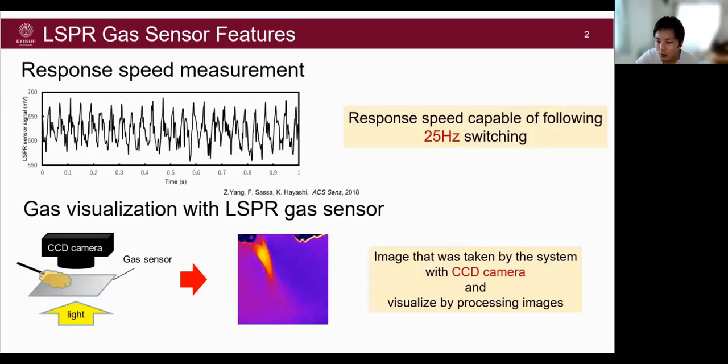Next, I will talk about the slide below. The sensor can also be made to a dimension so that changes in transmitted light can be captured by a camera to visualize the spatial distribution of the gas. Because of these features, the LSPR sensor is suitable for gas visualization.